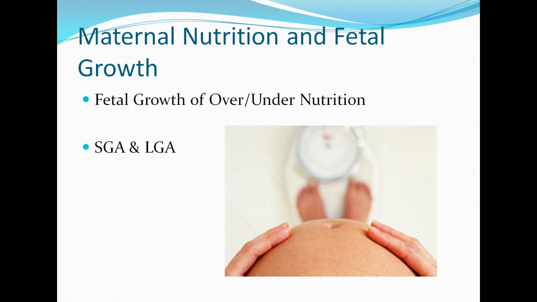Now, fetal growth or over and under nutrition we hit a little bit on, but we're going to go into a little bit more depth. So the risk of having a small for gestational age full-term baby tends to decrease with the increase of maternal BMI prior to pregnancy, whereas the risk of having a large for gestational age baby increases by approximately 60%.